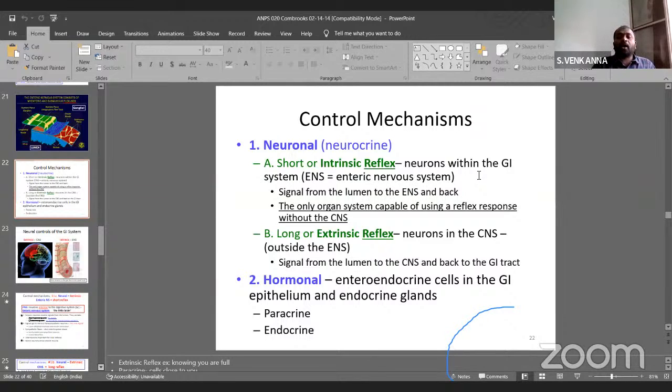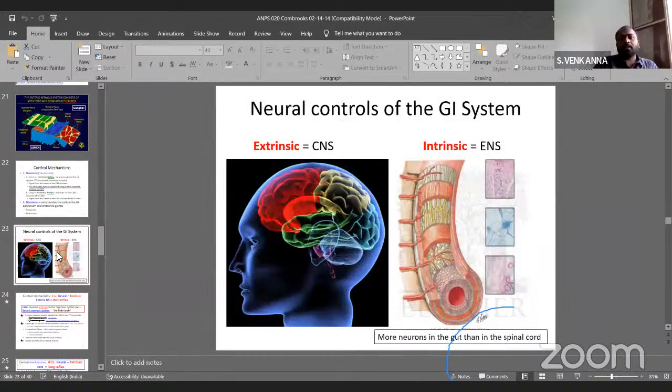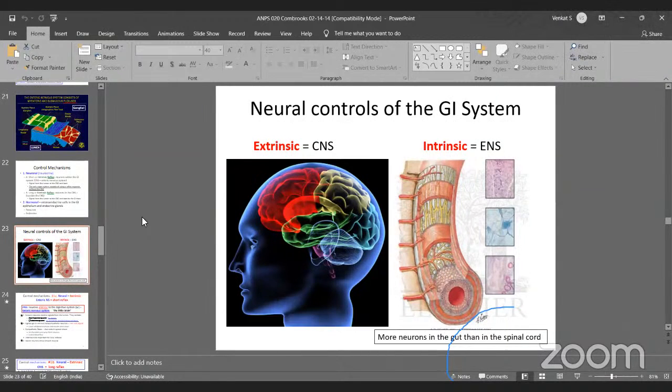Next, control by hormones. Which organs secrete hormones? The pancreas and liver are internal organs that secrete hormones. Endocrine cells are in the gastrointestinal epithelium, and there are endocrine glands like the pancreas and liver also. Next is the neural control of the gastrointestinal and digestive system.